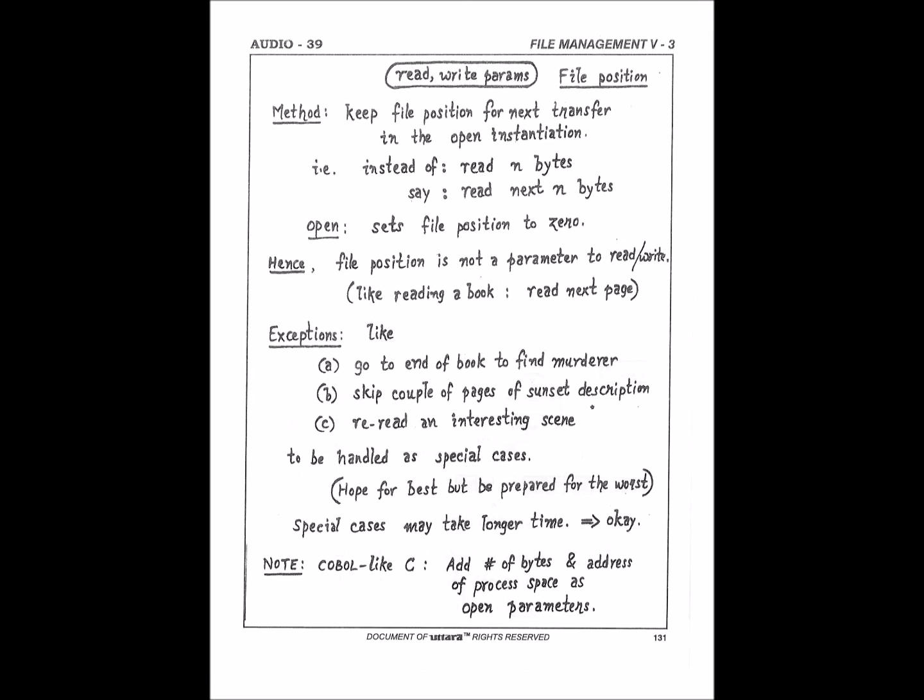See, open, we had a path name, permissions and mode or whatever, or the three parameters. We could very easily add 2 more. If you want COBOL-like C language, very simple. Just add 2 more parameters. One is the address of the first byte in the data space, where all the read and write operations will take place. The second is the number of bytes, always the same number of bytes, which is going to be transferred for each read and write system call. Just add that. Then the read and write system calls will not have these two as parameters at all.